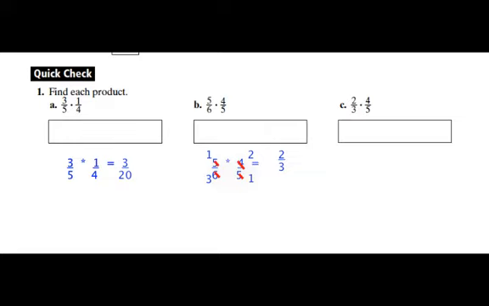Try example C on your own. Write the problem down. Remember to cross-cancel if you can, multiply, and then simplify. Pause the video right now, work the problem, then start it again to see how you did.